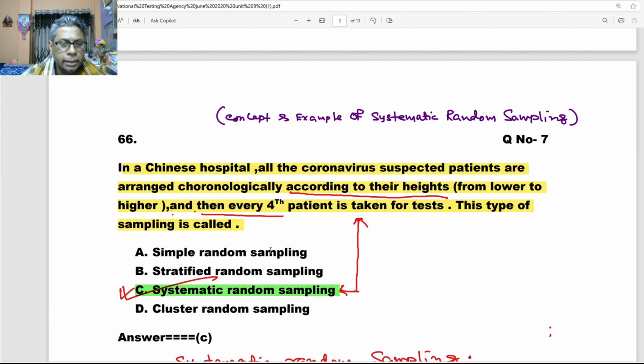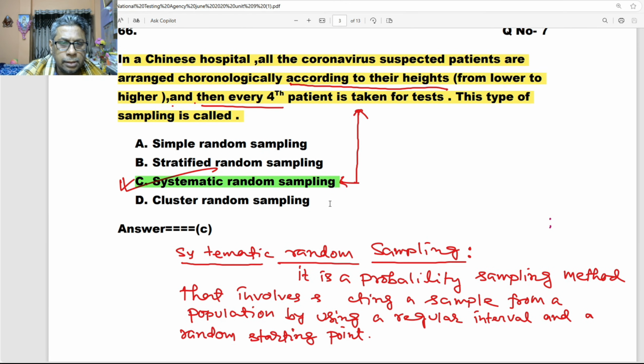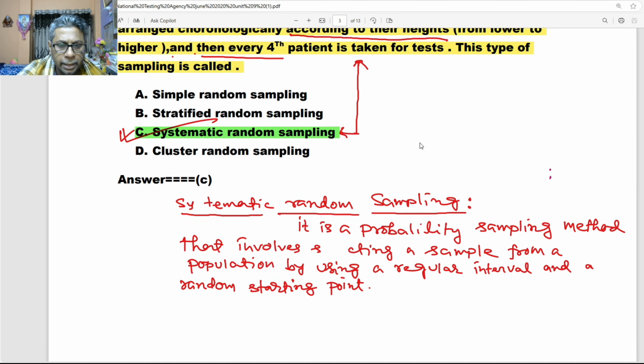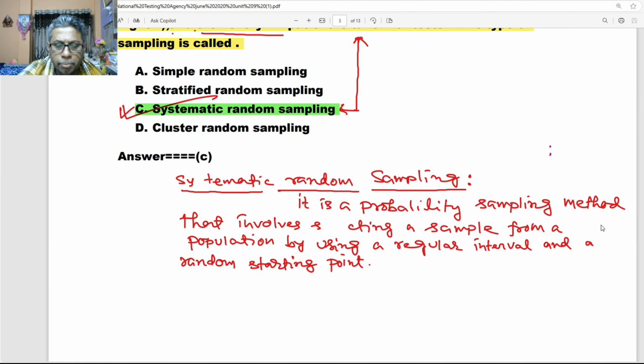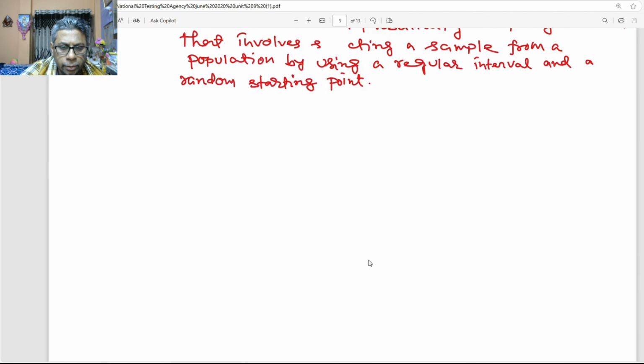This type of sampling is called systematic random sampling because they have provided the system. They have taken patients chronologically according to their height, and then every fourth patient is taken for the test. So this is systematic random sampling. Systematic random sampling is a probability sampling method that involves selecting a sample from a population by using a regular interval and a random starting point. So systematic random sampling is the correct option.